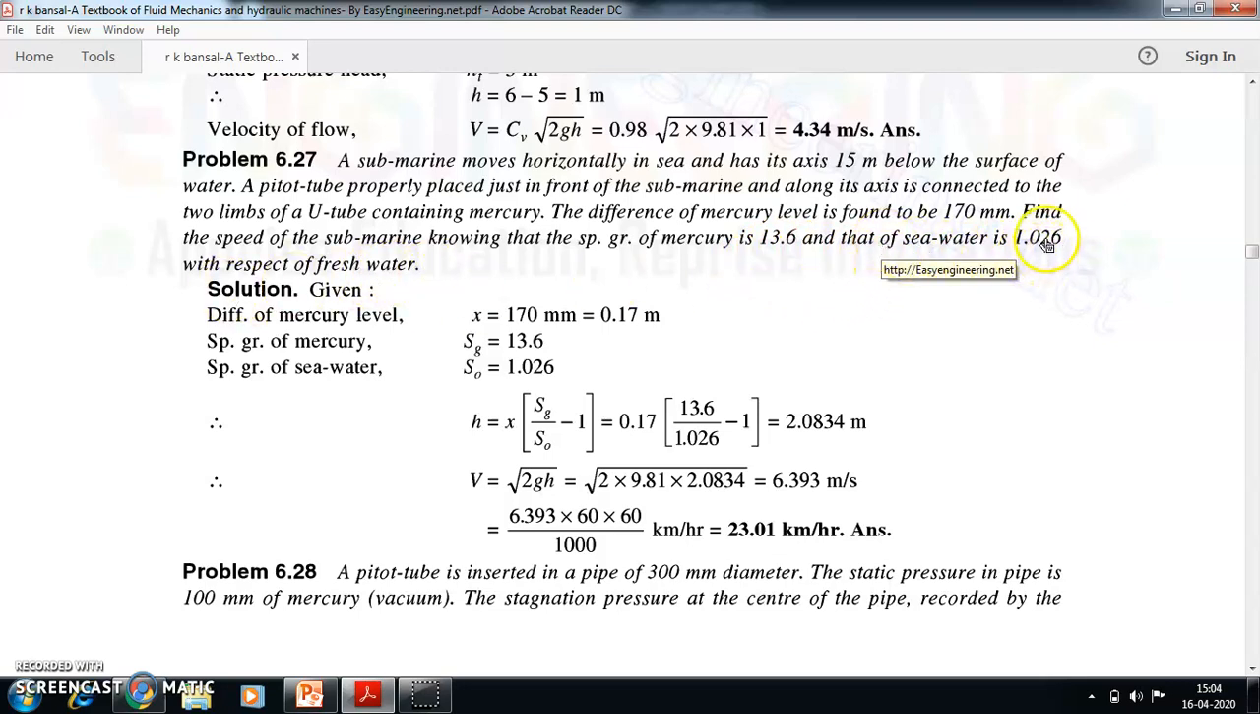So here specific gravity of the water, you have to take it as 1.026, don't take it as 1. Okay. Now X value is given to you. The reading of the manometer is given to you as 170 millimeters, so 0.17 meters.